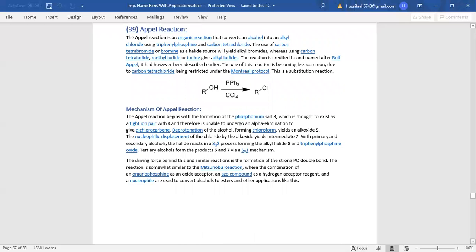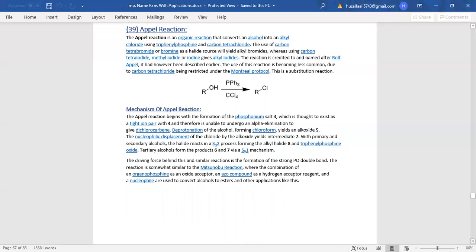Appel reaction. The Appel reaction is an organic reaction that converts alcohol into an alkyl chloride using triphenylphosphine and carbon tetrachloride. The use of carbon tetrabromide or bromine as a halide source will yield alkyl bromides, whereas using carbon tetraiodide, methyl iodide, or iodine gives alkyl iodides.